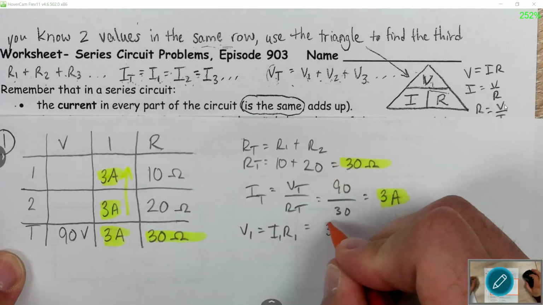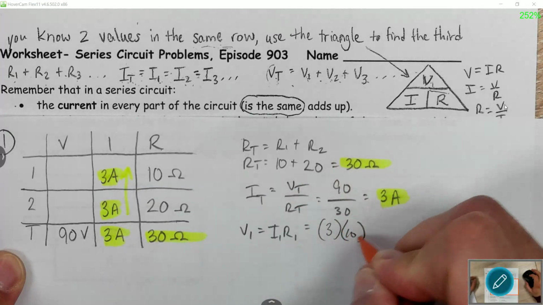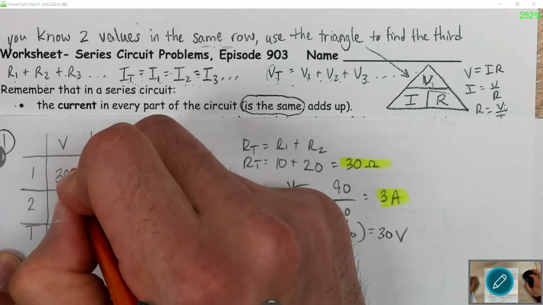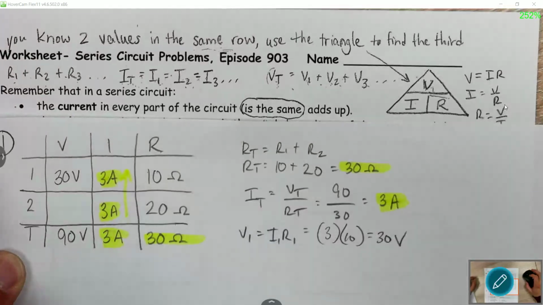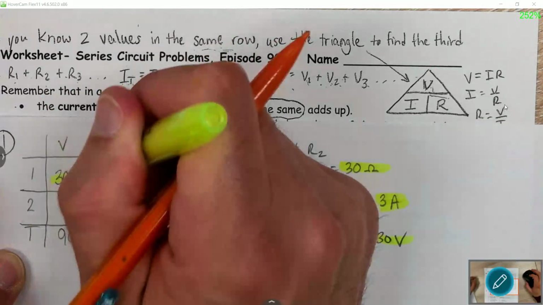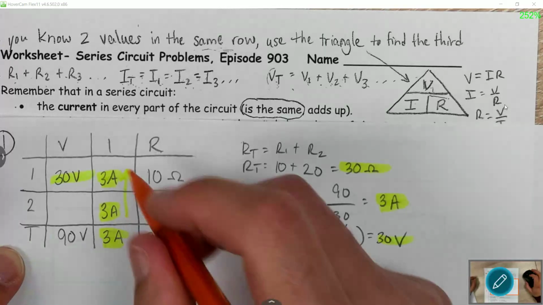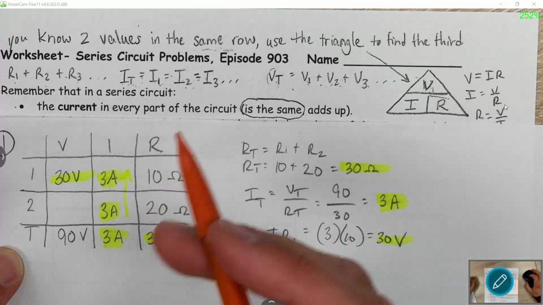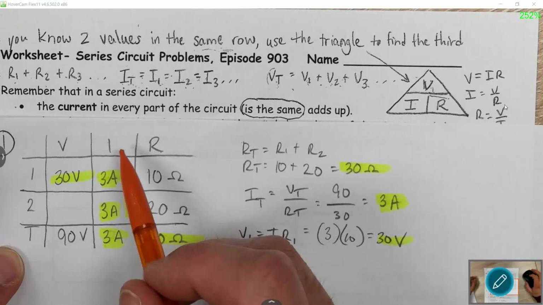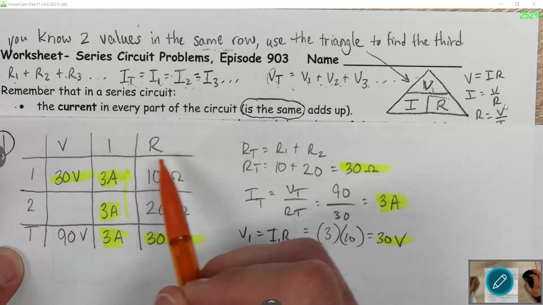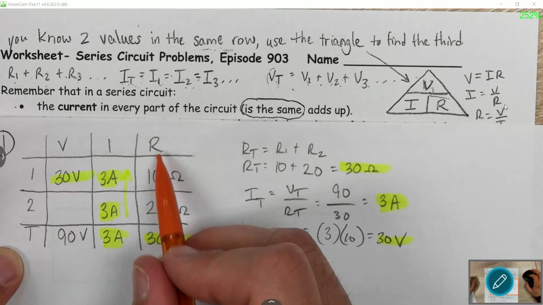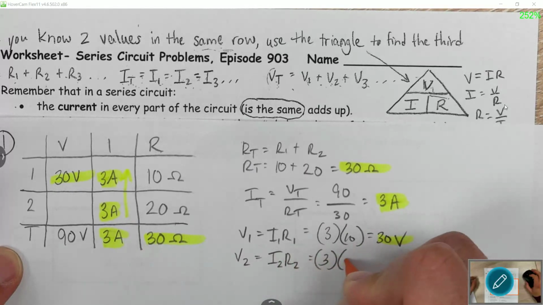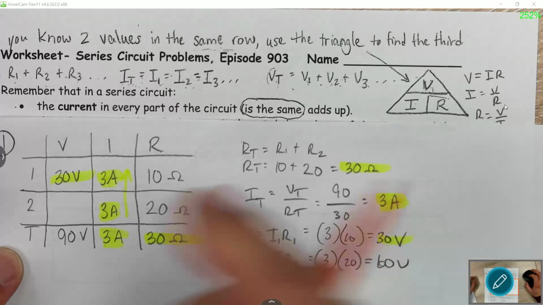I1 is 3. R1 is 10. Multiply those together, we're going to get 30. And what's the unit for voltage? Volts. And if you need to find V2, voltage is current times resistance. So we're going to take current 2, I2, and resistance 2, R2, which is 20. 3 times 20 is going to give me 60 volts.